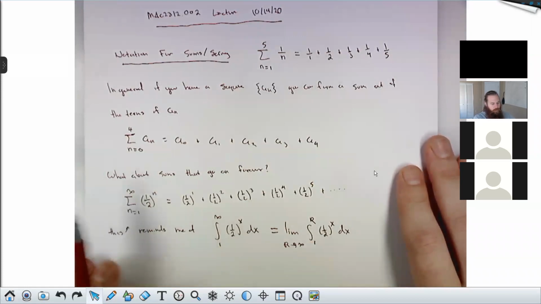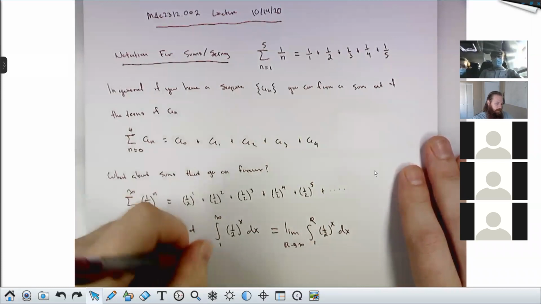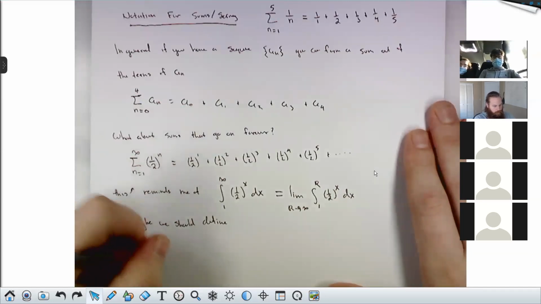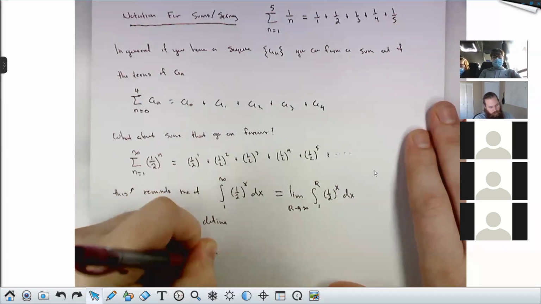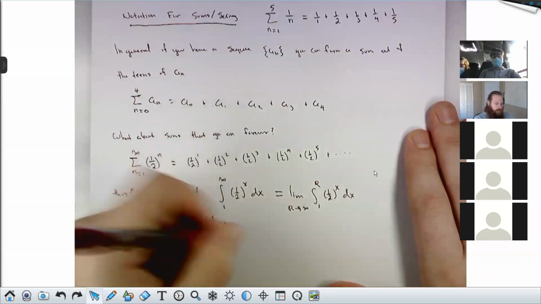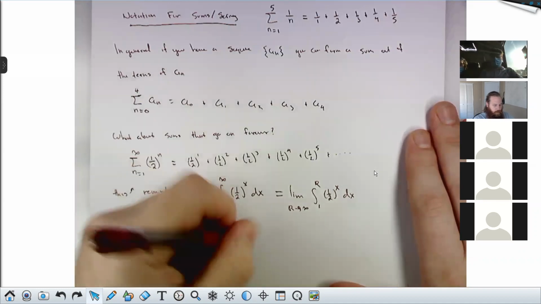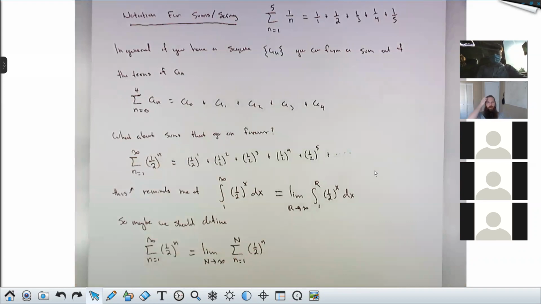We do the same thing for infinite series. So maybe we should define the sum from n equals 1 to infinity of 1/2 to the n to be the limit. I'll use capital N for my symbol here, the limit as capital N goes to infinity of the sum from 1 to capital N of 1/2 to the little n. And indeed, that turns out to be the way to do it.